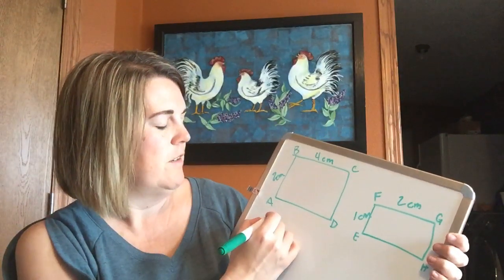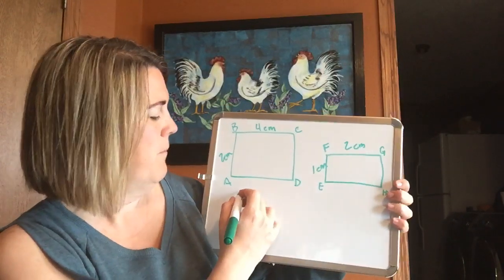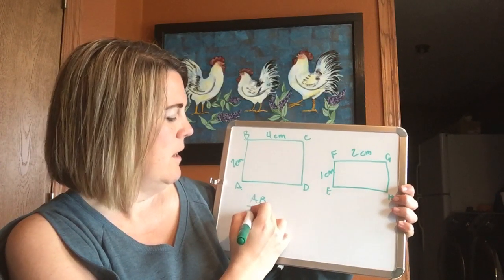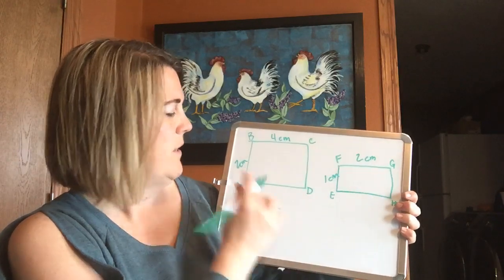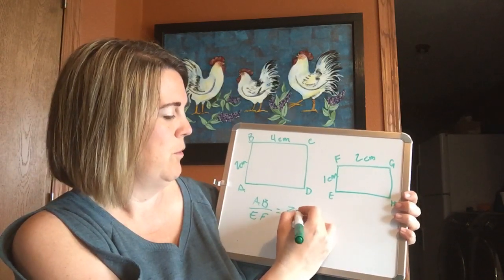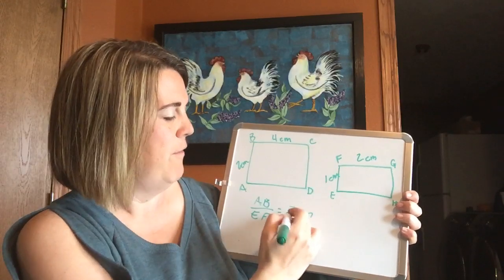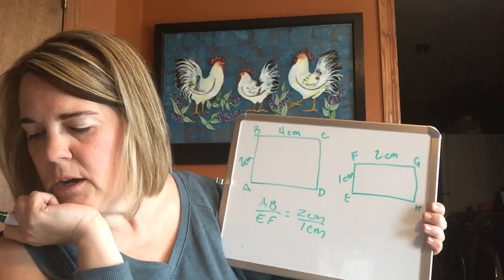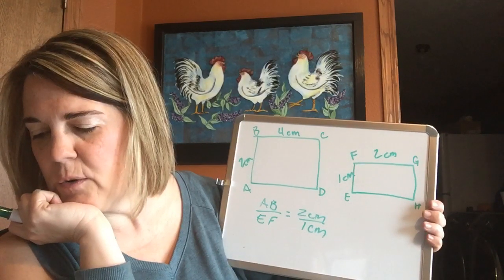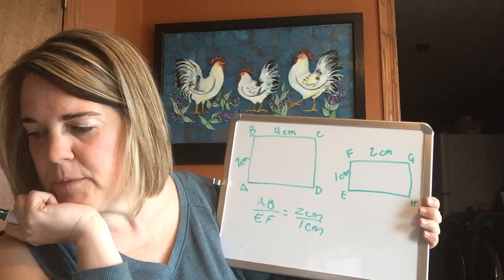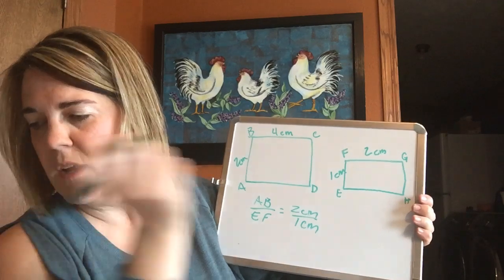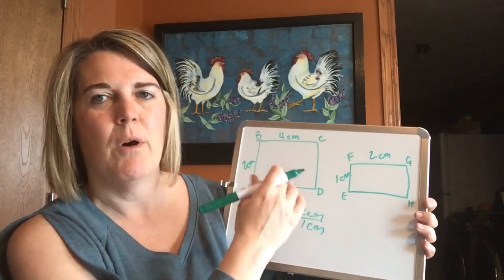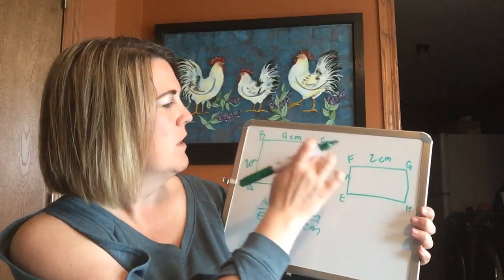If you want to think of this as a ratio, we can go AB to EF. So what's AB? 2 centimeters. What's EF? 1 centimeter. So what is the ratio of the corresponding sides? And then we can do this again because they should be equal. So let's do the next one that we know.